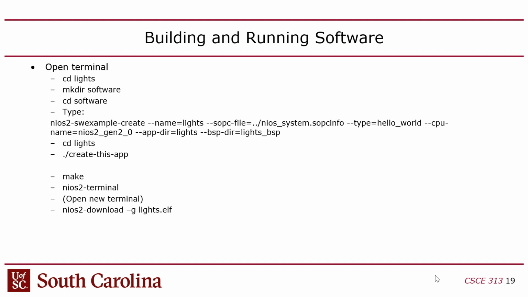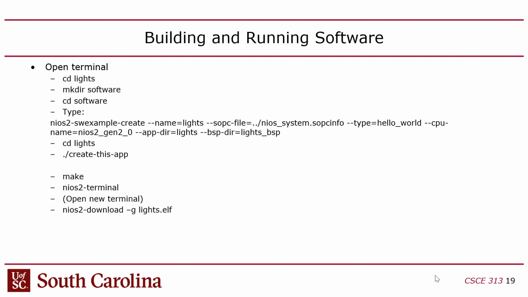But for the software part, this is where things are different. There are command line tools to do all of the stuff you did in Eclipse. This command here is a long command, but its purpose is to set up your software projects. You remember how you had a software directory and then a lights and a lights BSP? The lights BSP would be generated automatically and overwritten anytime you change the hardware. And lights was the one you were supposed to edit.